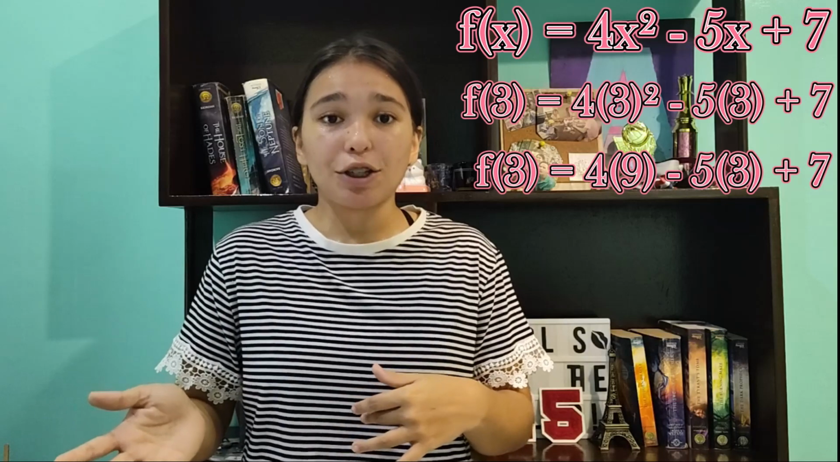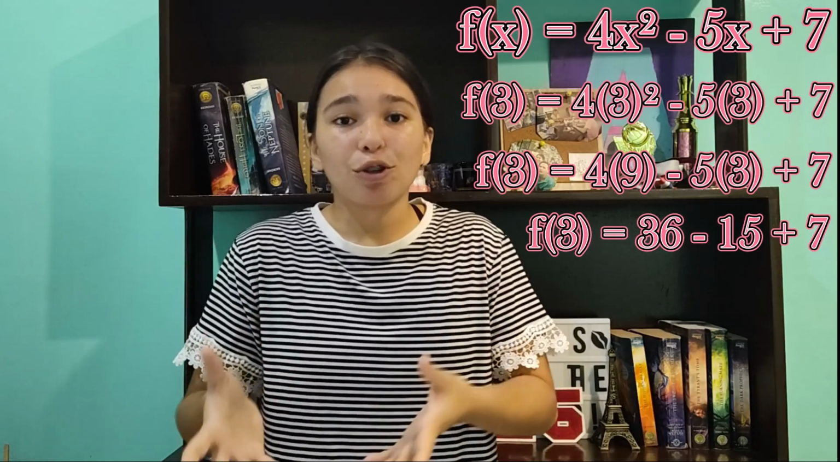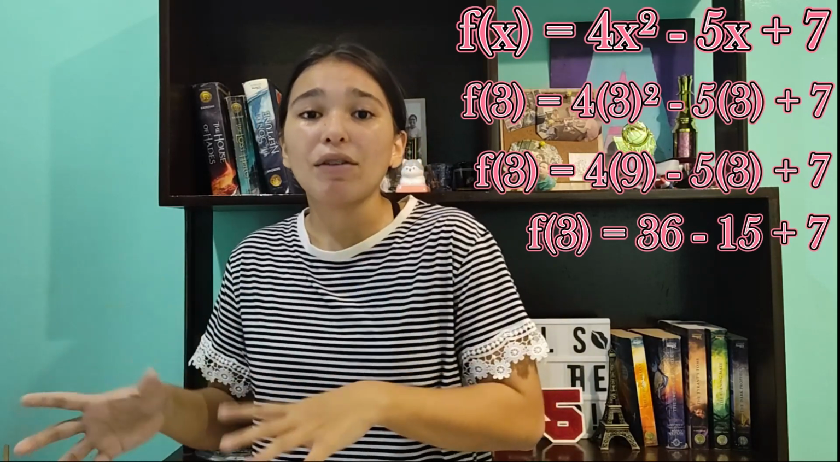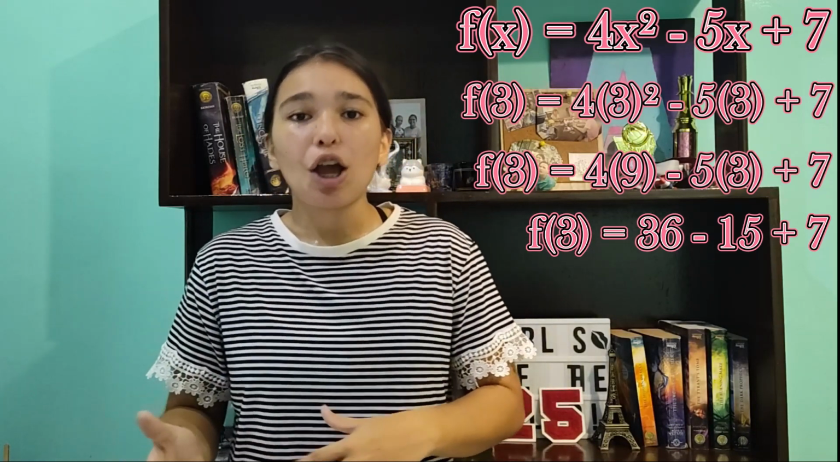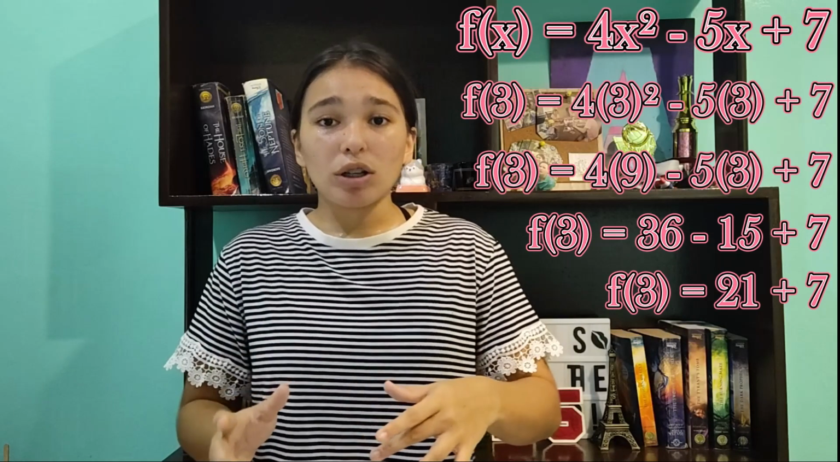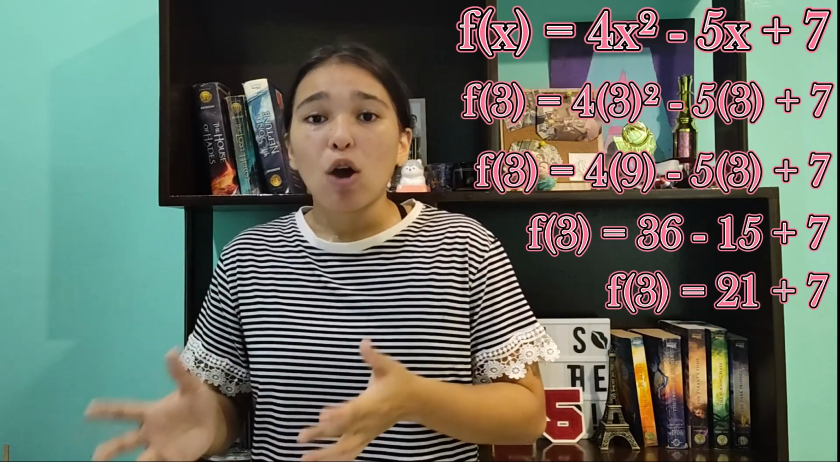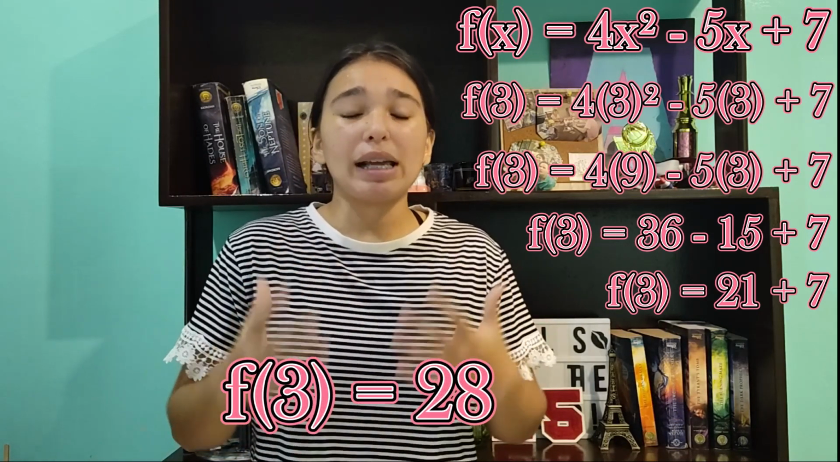Next, you do the multiplication. So f of 3 equals 36 minus 15 plus 7. And next, finally, ang atong buhaton is ang addition and ang subtraction. So f of 3 equals 21 plus 7, which becomes 28. So f of 3 equals 28.